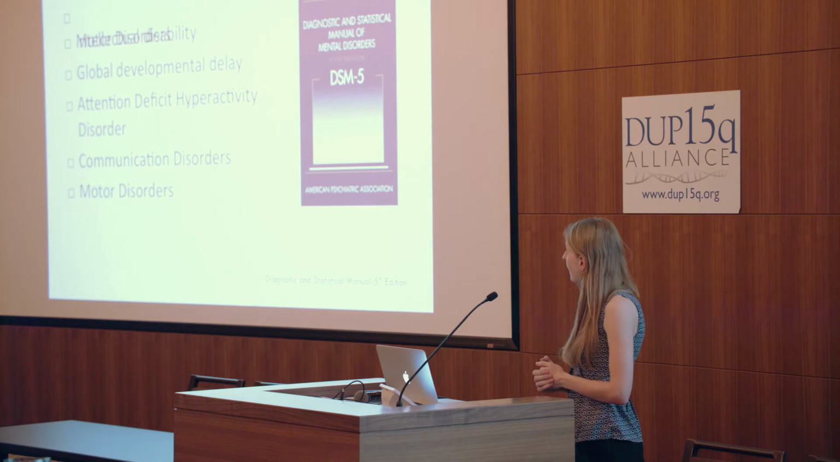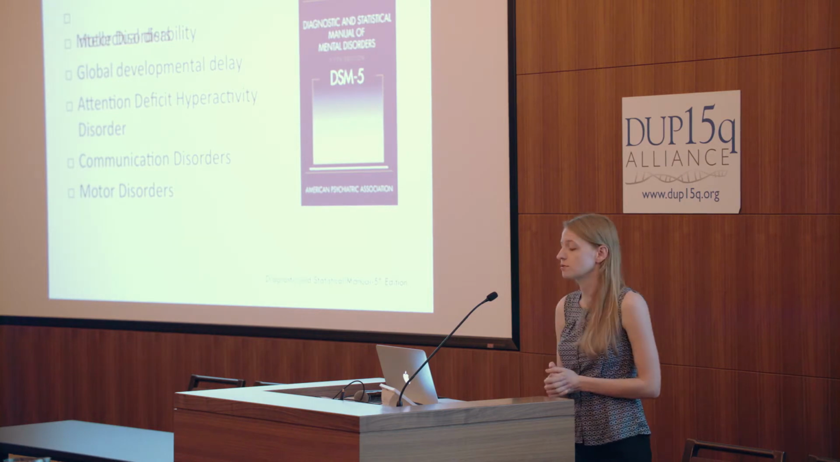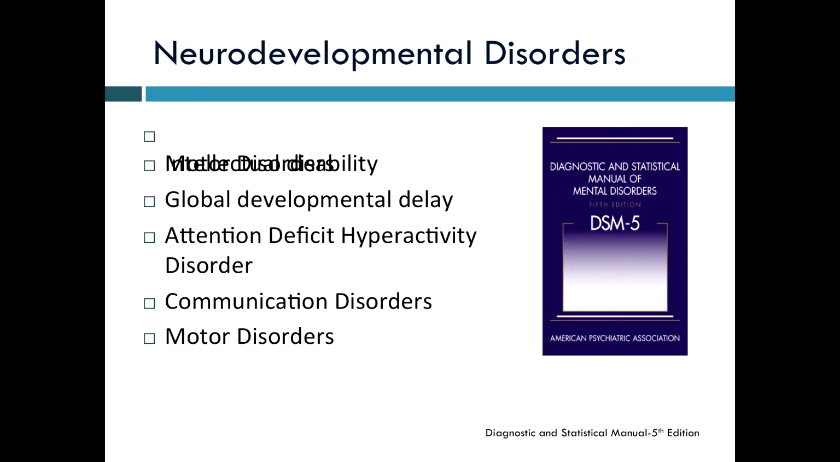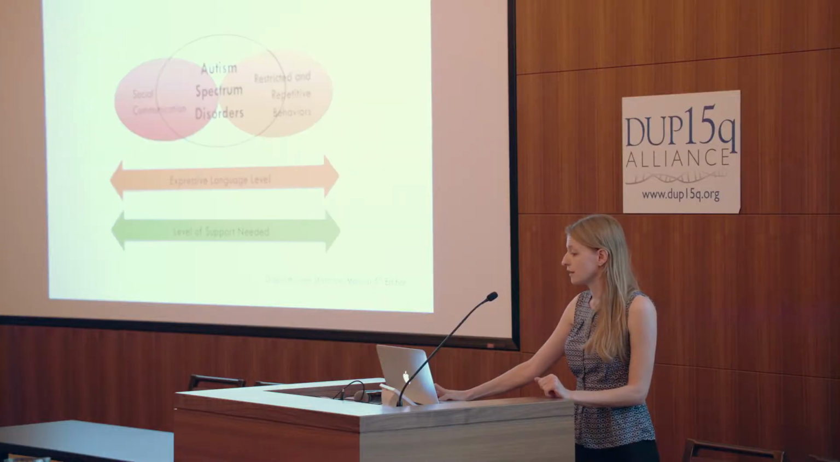So a quick background for anyone who's not super familiar with this. I'm not sure why it's showing up like that, but ASD, which should be the first bullet point, is categorized under neurodevelopmental disorders in the DSM, along with intellectual disability, global developmental delay, ADHD, communication disorders, motor disorders. Those are all now in the neurodevelopmental disorders category.